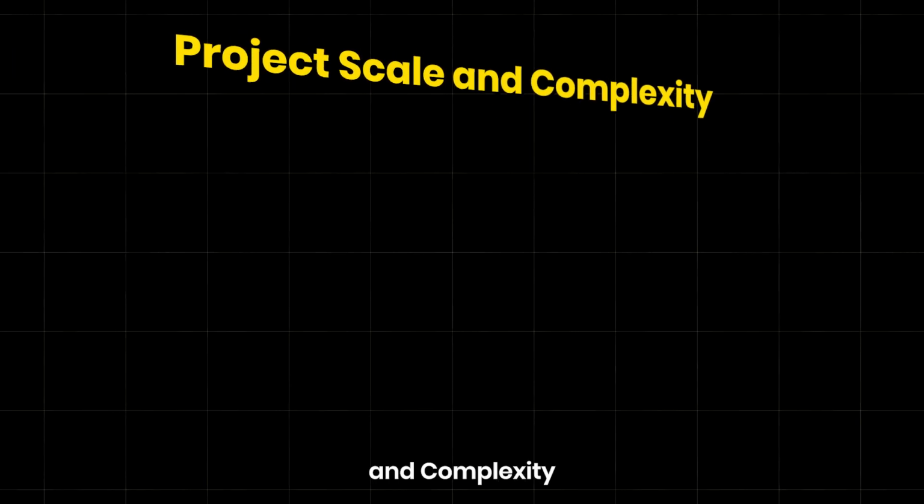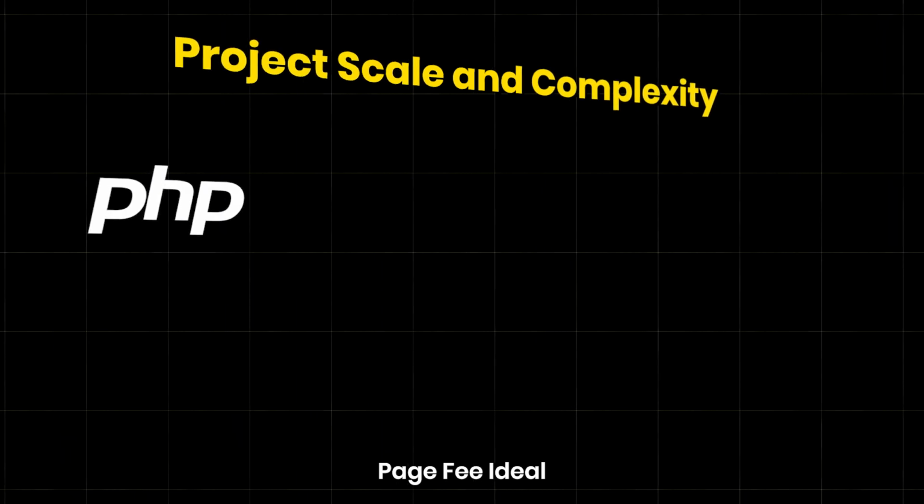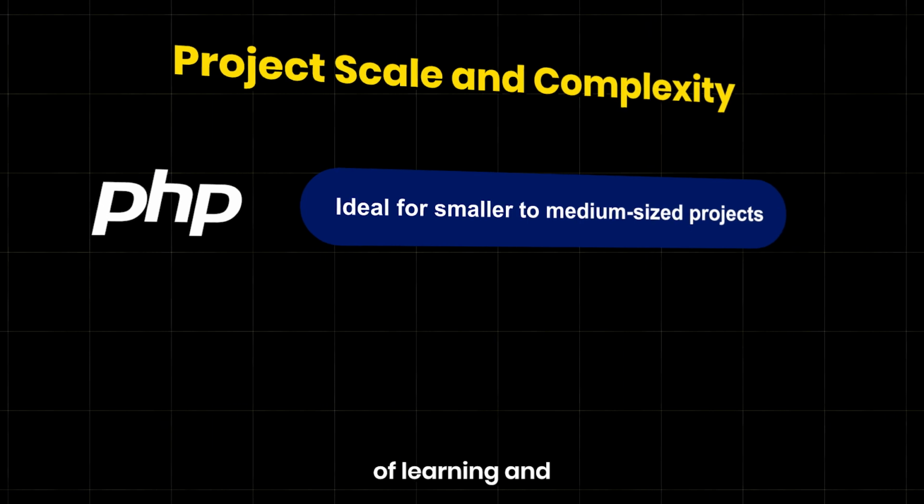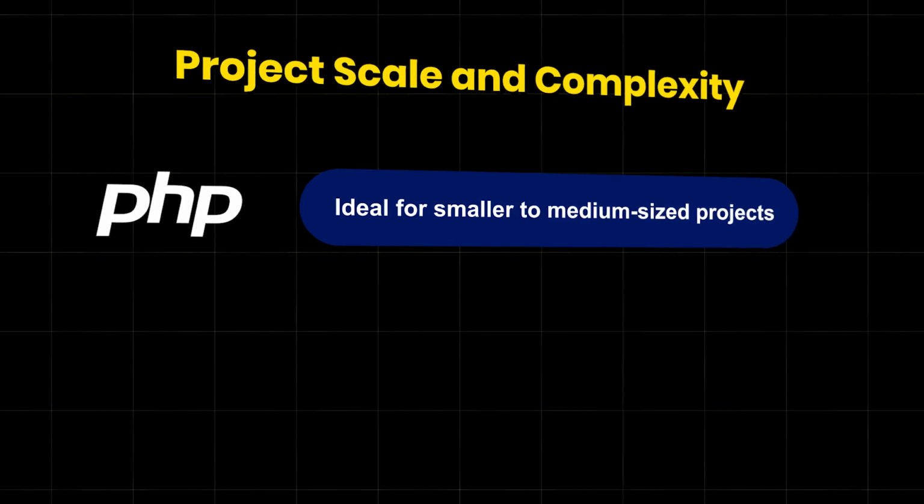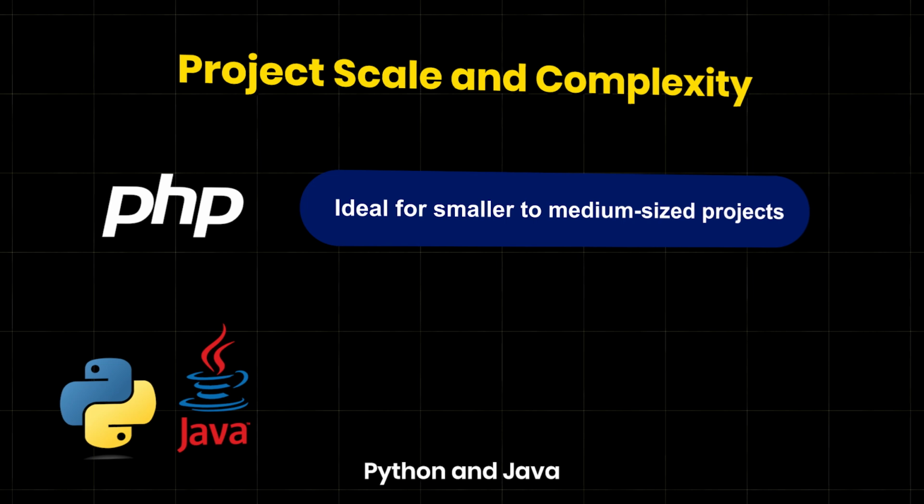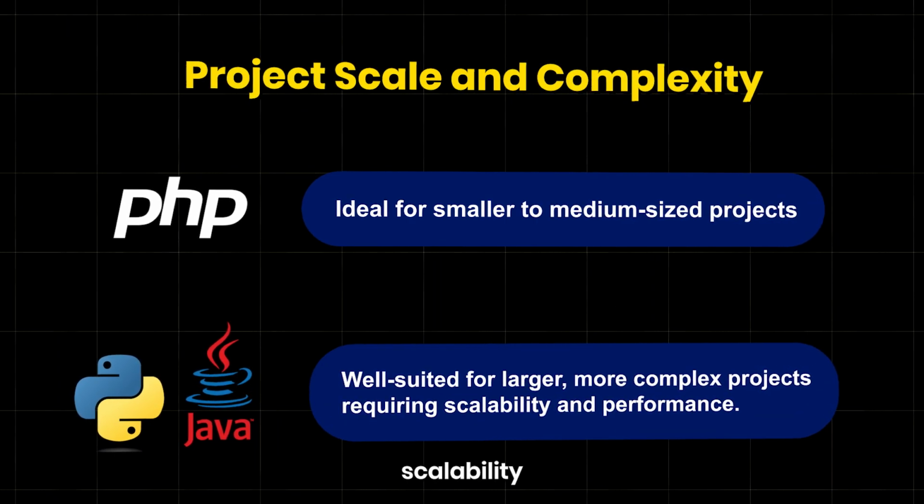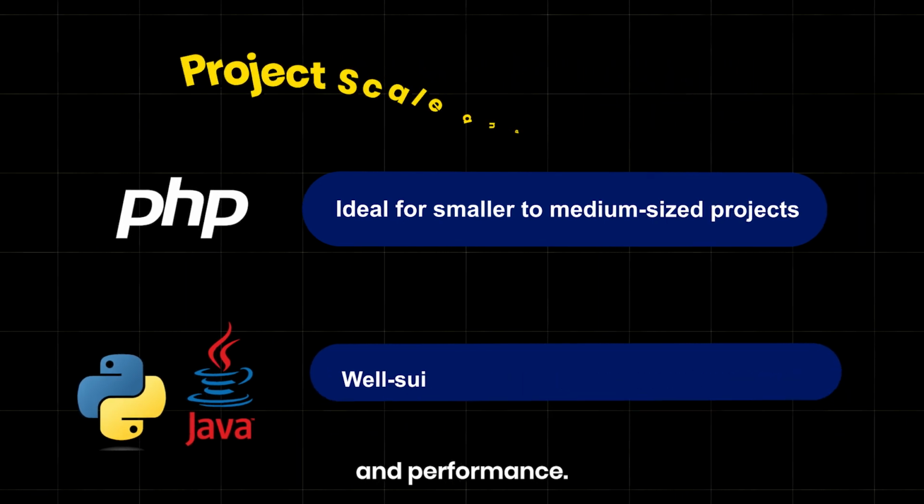Project scale and complexity. PHP: ideal for smaller to medium-sized projects due to its ease of learning and quick development. Python and Java: well-suited for larger, more complex projects requiring scalability and performance.